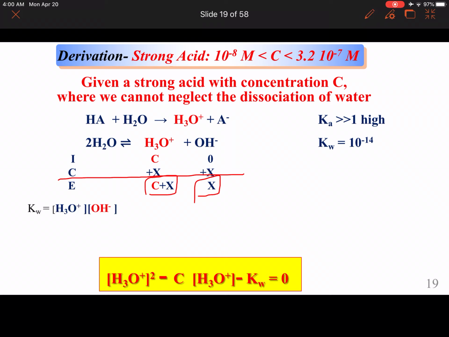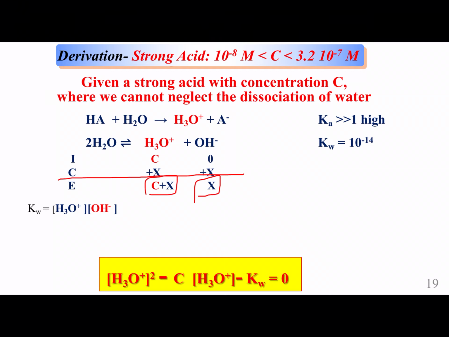And then, of course, this is the autoionization of water equation, so therefore I need a Kw, which is H3O plus times OH minus. Of course, water here, we never put a concentration for it. Okay, so now substitute very directly. The concentration of H3O plus is simply C plus x. The concentration of OH minus is simply x.